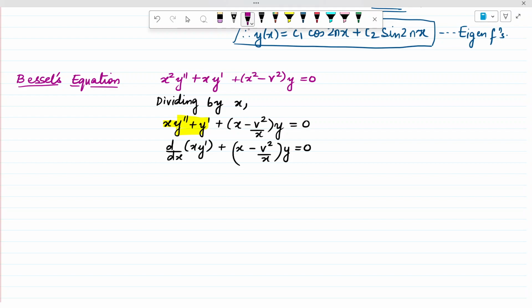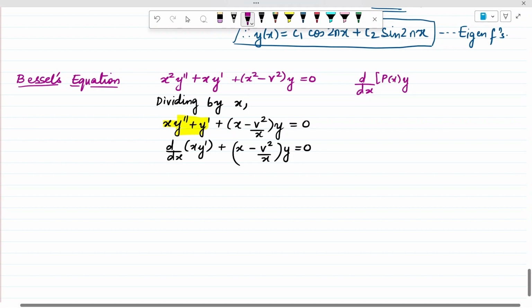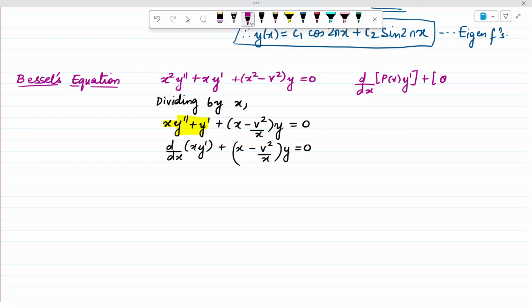Okay, so this is in the form of d by dx of p of x times y dash plus q of x plus lambda times r of x into y equal to 0. If you compare it, your p of x is equal to x, your q of x is equal to x again, and your r of x is equal to negative 1 by x.